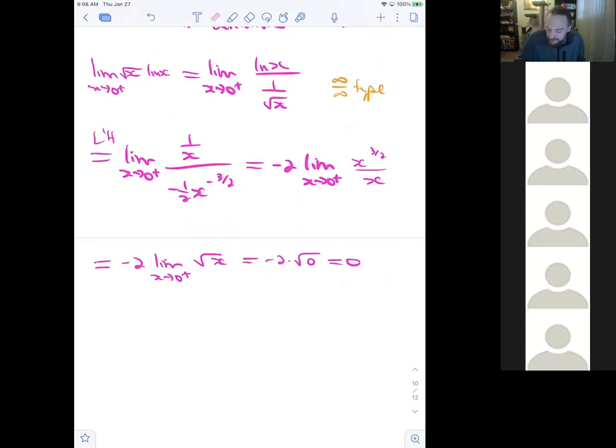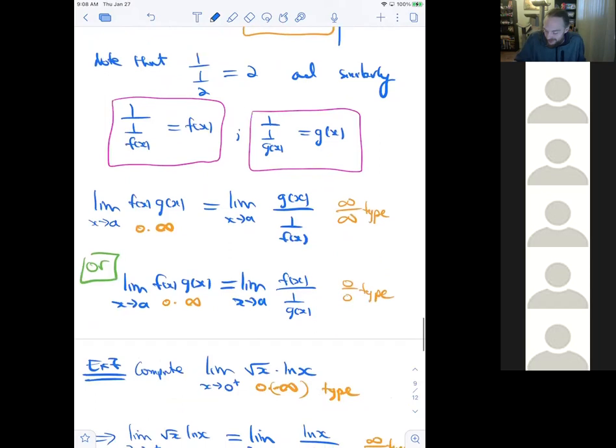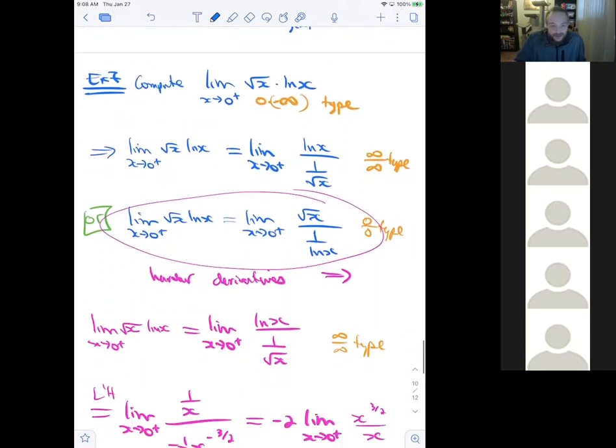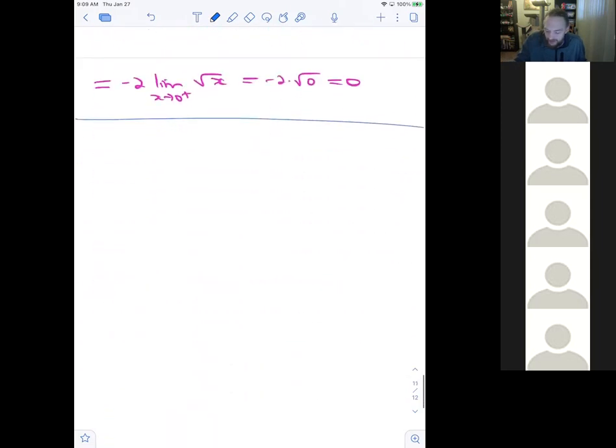So this is how we compute 0 times infinity. The moral of the story is, whichever one is easier, I can turn it into infinity over infinity or 0 over 0 type by using this clever 1 over 1 over trick. But once I do that, I'm usually just picking the one which gives me the nicer derivatives to compute.